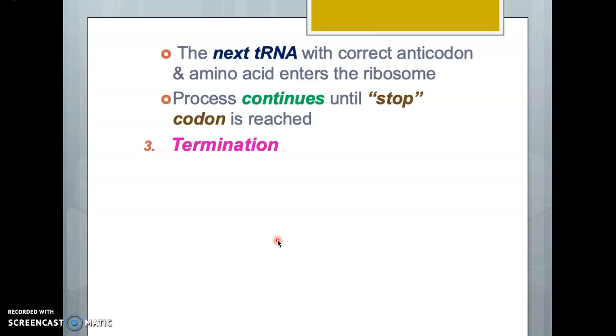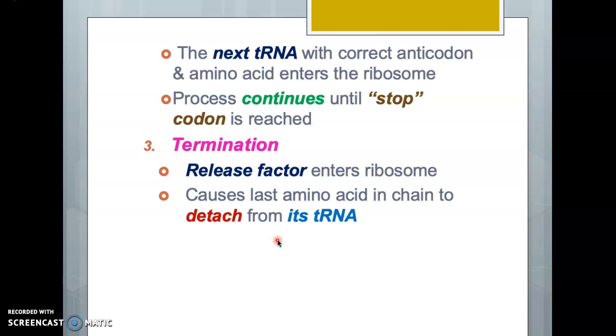Last step is termination. In the termination step, instead of a tRNA with an amino acid, when you get to one of those stop codons, it's not a tRNA, it's a release factor. It's another type of protein that basically creates that roadblock like we talked about in transcription that causes the whole thing, the whole ribosome, all the pieces and parts to break apart.